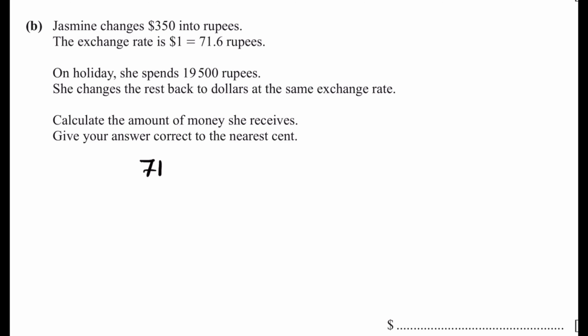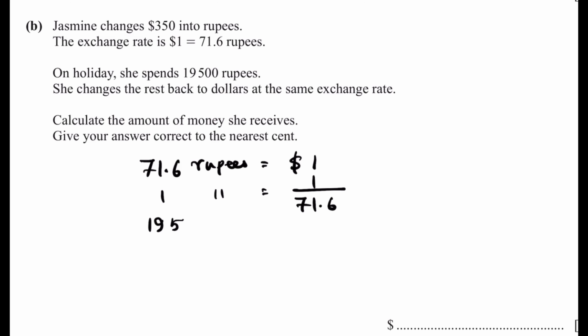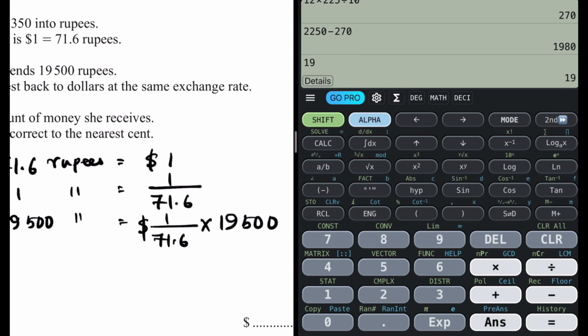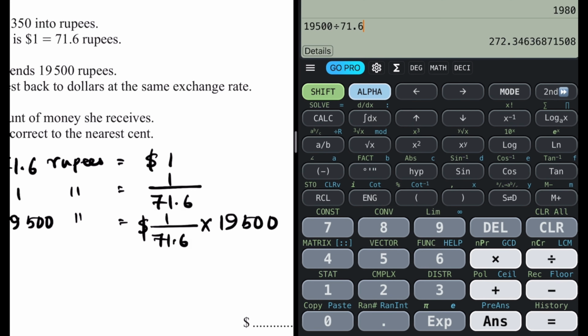71.6 rupees is $1. Now 1 rupee is 1 by 71.6 dollars. 19,500 rupees equals 1 by 71.6 multiplied by 19,500 dollars. 19500 divided by 71.6.